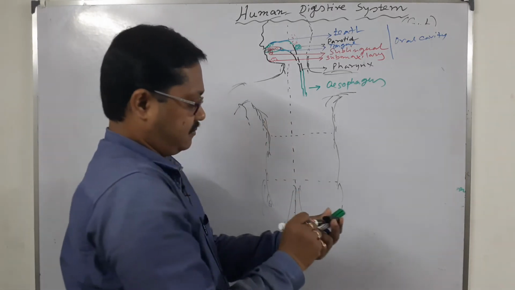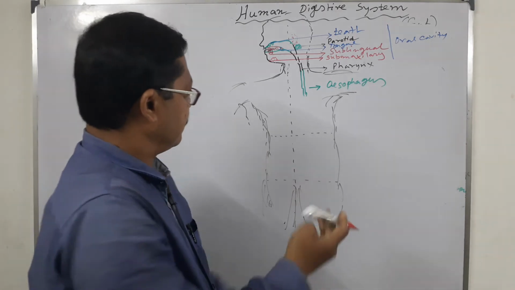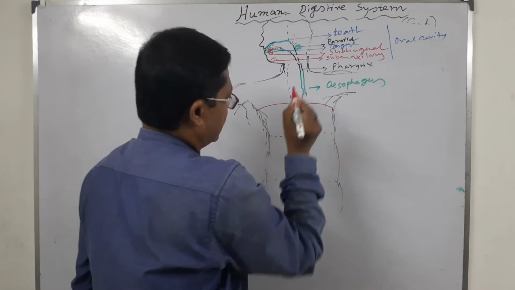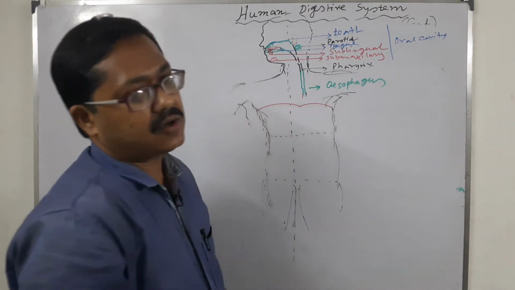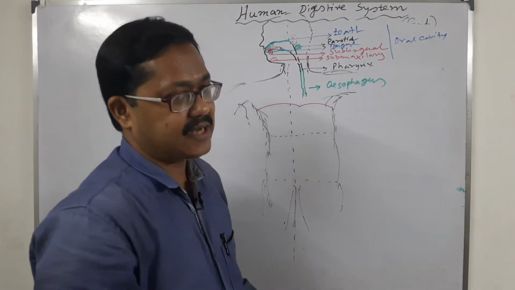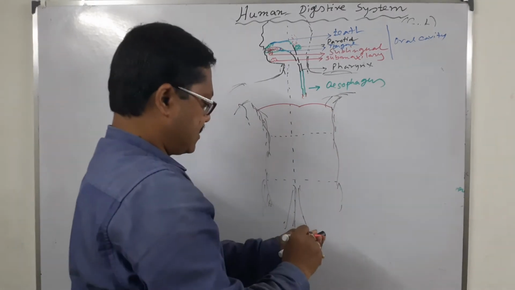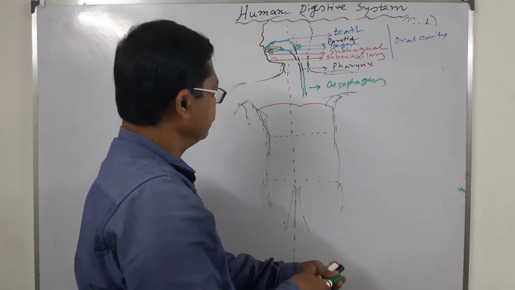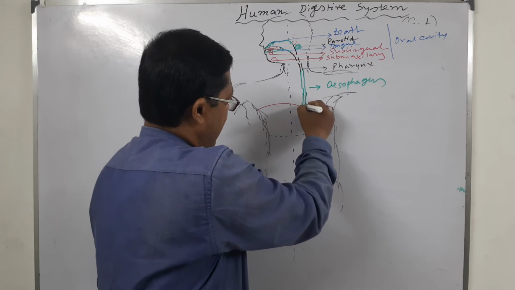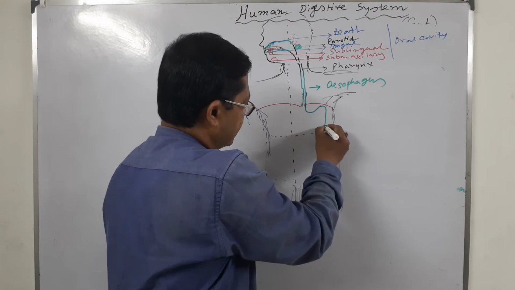Here, a muscular membranous structure is present in our body, which is called the diaphragm. The diaphragm is not a part of our digestive system. The esophagus passes through the diaphragm and forms the next part of our digestive system.